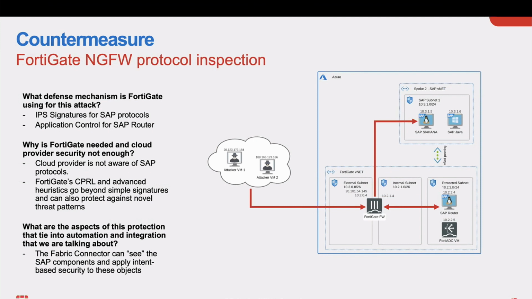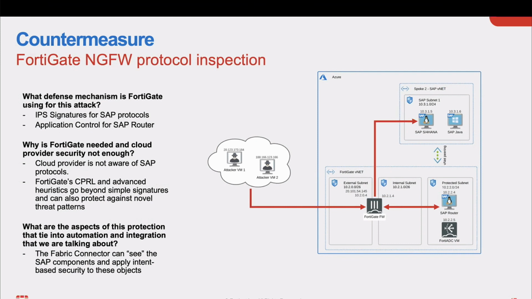And the benefit you're getting here is that cloud providers are not aware of this kind of SAP protocols, and they don't have any IPS signatures in place. Whereas with FortiGate, the FortiGuard services is getting the IPS signatures with AI and machine learning, and it could catch the real-time threats and block attacks like these, which are invisible.